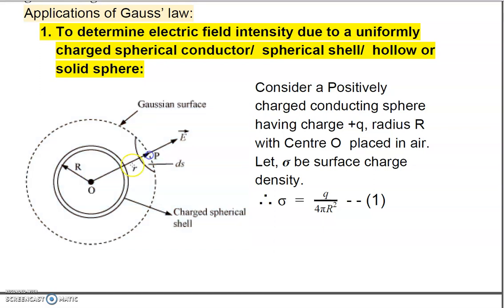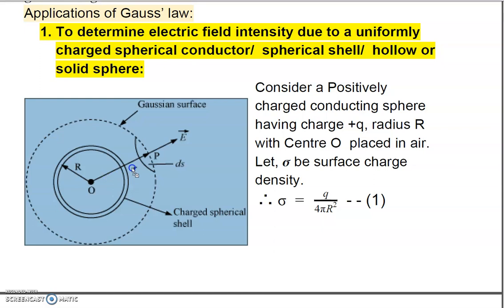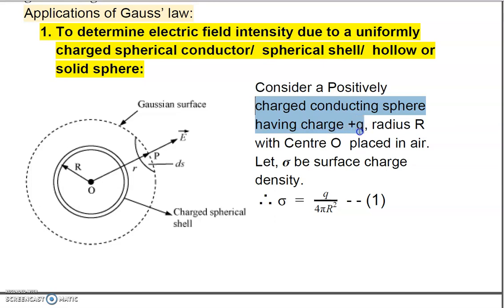The distance of this point P from the center is small r. So distance OP is equal to small r. The radius of the charged conducting sphere is capital R, and that is why we are considering a positively charged conducting sphere having charge plus q, center O, radius capital R. It's kept in air. We will consider it to be initially kept in air for simplicity. Later on we can generalize the result for any other dielectric in which it can be placed.